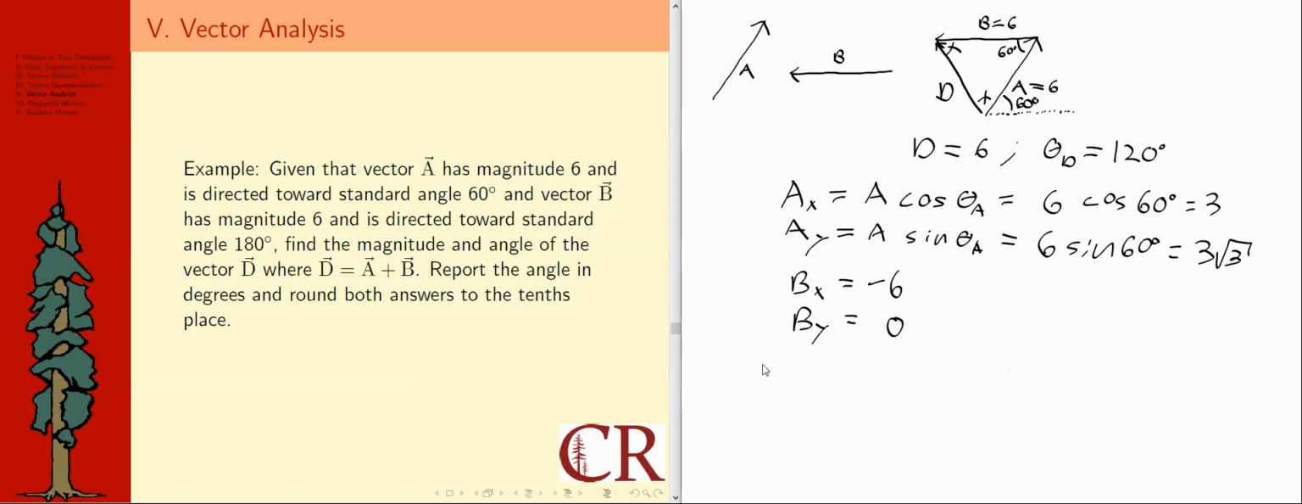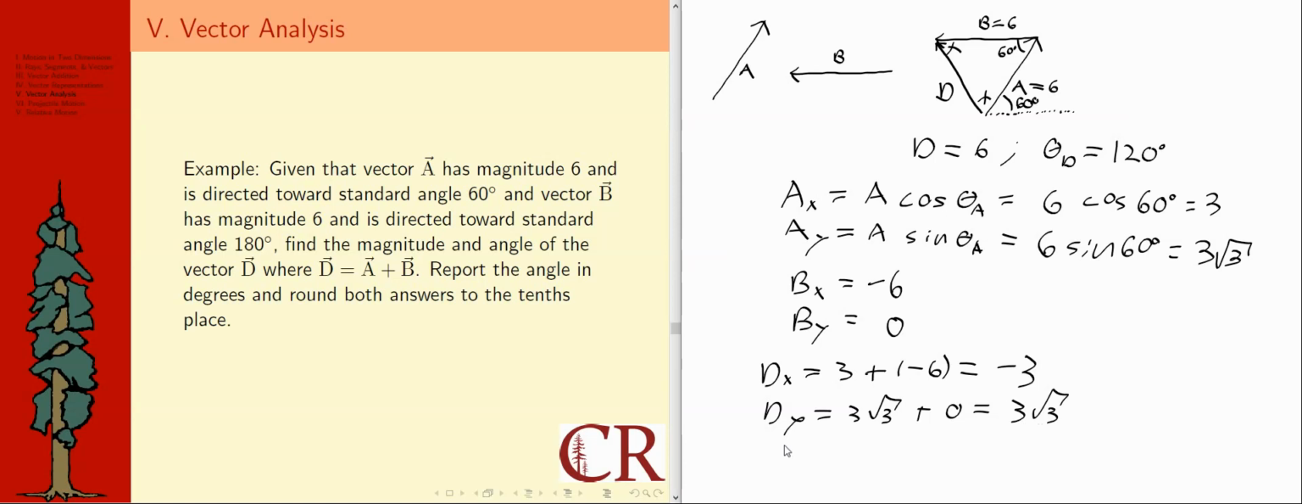But that gives me all of these components. So if I want to find the components for the vector D, I'm just going to sum up the x components first. Plus, so that's 3 plus -6, which is equal to -3. And then for the y component, we're going to do 3√3 plus 0. Really, we're just adding up the components of A and B respectively for x's and y's, and this of course winds up being 3√3.